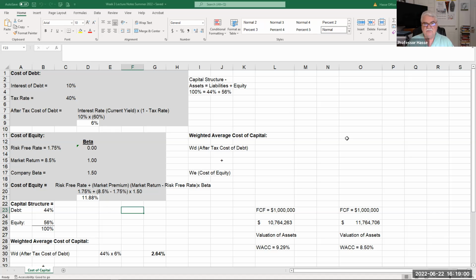What is the cost or the expectations of investors?